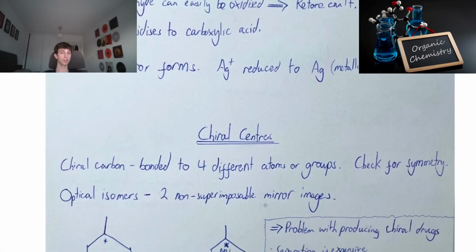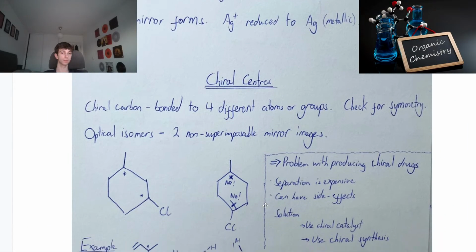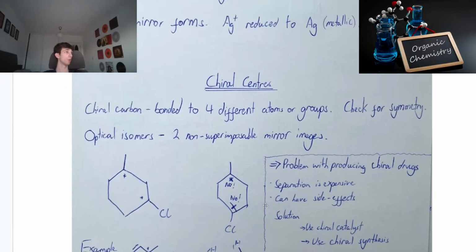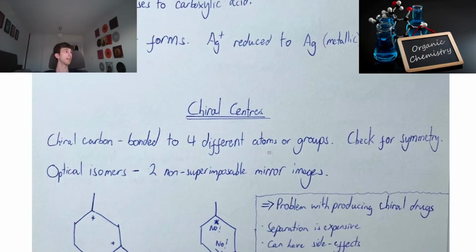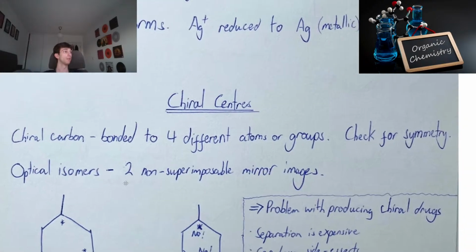Okay, chiral centers, guys. Looking at chiral centers. So chiral carbons. A chiral carbon is bonded to 4 different atoms or groups. The very key thing is to check for symmetry. I'm going to go over why. When we have a chiral carbon, this forms two non-superimposable mirror images.